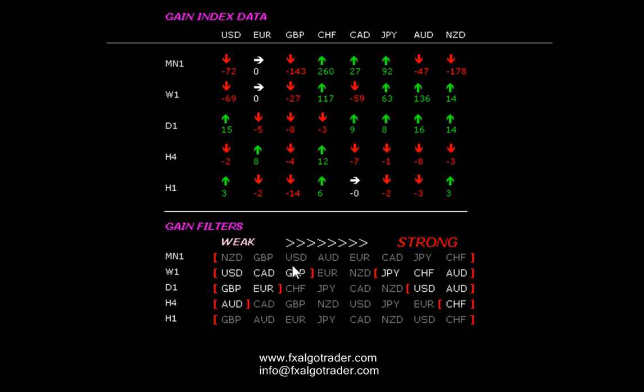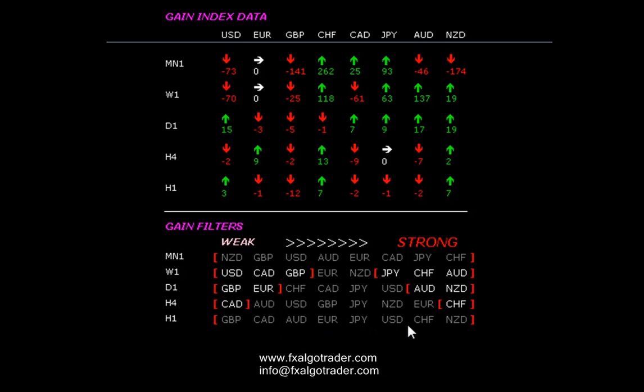What this section down here, the gain filters, does is rank or sort the currencies into their strength and weakness across all different time frames. This is particularly useful because depending on how you trade, for example, if you're a short-term intraday trader, day trader, you would be looking at the hourly, 4-hourly, and probably daily data only, and you'd be looking to see, ideally, the same currency populating these top 3 fields.